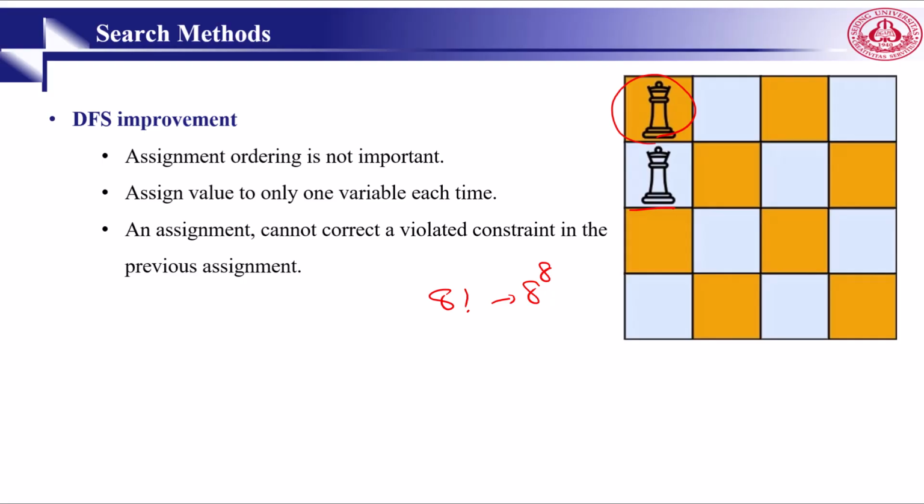In this case, we need to study a new solution that is called backtracking. In backtracking, if a constraint has been violated, we need to stop immediately. We go back and change the values and we try another route. What we are going to do is make two improvements to DFS. One, we take care of the assignment ordering, and the other one, we take care of the constraints.